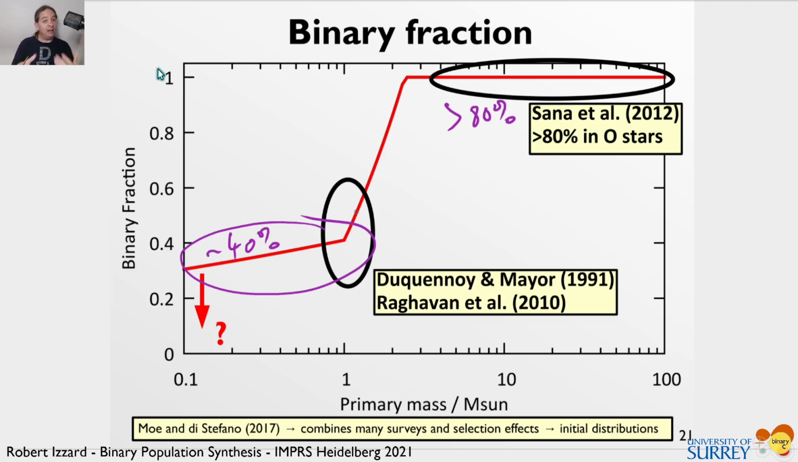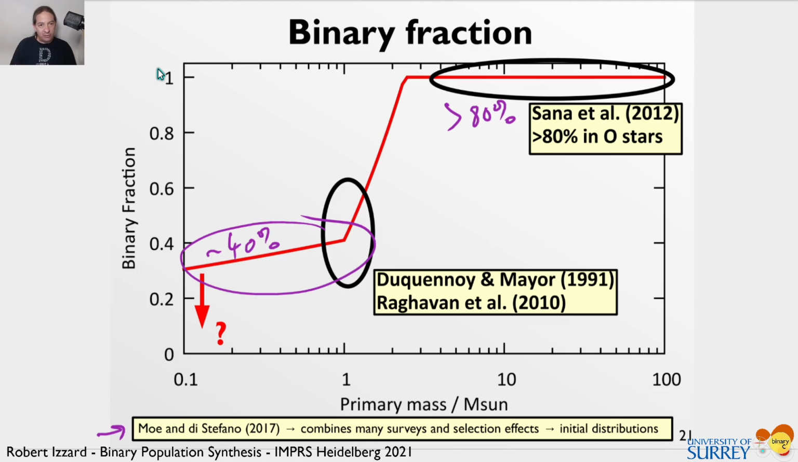Now, if you want to read up about this, I would highly recommend you read the Moe and Di Stefano paper, which is a 60-page paper on how to construct these kinds of statistics. It's long, but it's really got everything you'll ever need on this. It's really, really good. And they've done some follow-up work since, which is fantastic.